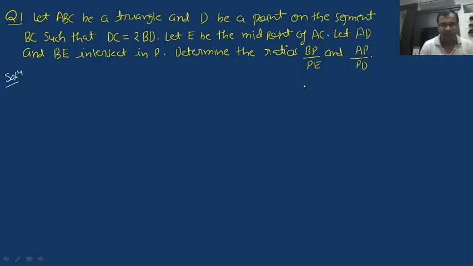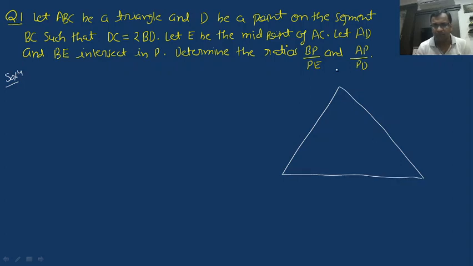Here in this problem, we are given a triangle ABC. This is the triangle ABC. And D is a point on the segment BC such that DC equals 2 times BD. That is, the ratio of DC to BD is 2:1. So we can take D somewhere here.